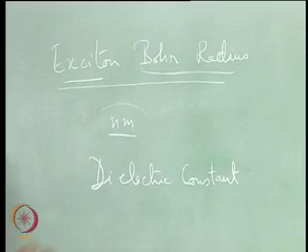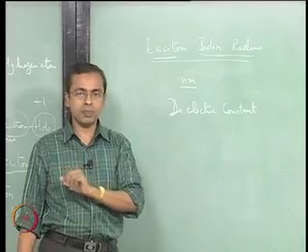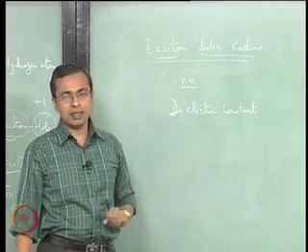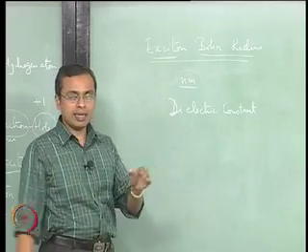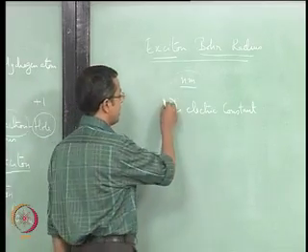So as a result you find that the phenomenon of an exciton will show up in the semiconducting materials, but the corresponding exciton Bohr radius can vary significantly from material to material, okay. So this is one concept that we have.